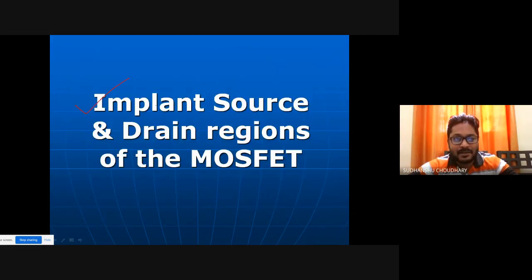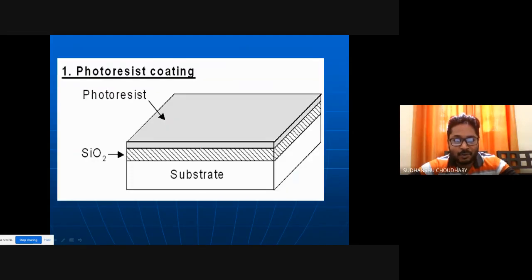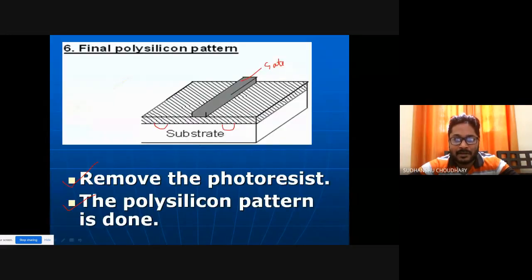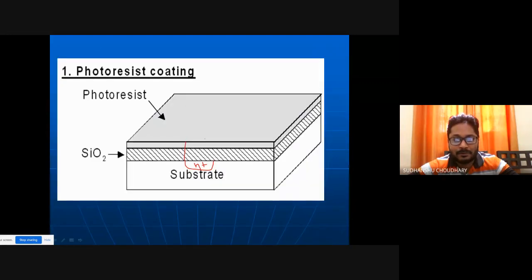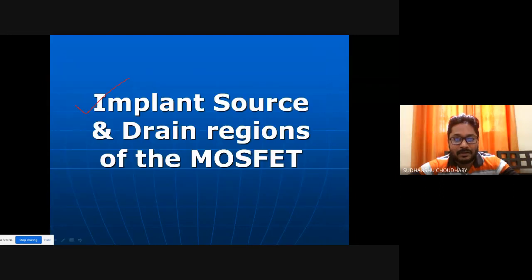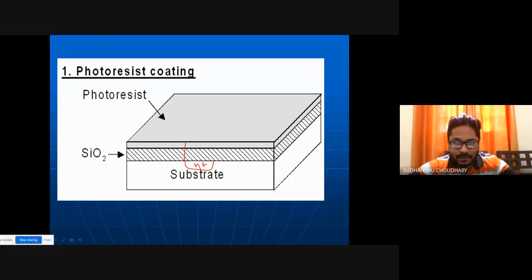Now the next step tells us how to implant source and drain regions of the MOSFET. Let us say again we want to implant a source, maybe an N plus region, in this substrate. The previous example was for patterning the polysilicon layer, that is, for the gate in my MOSFET. But now let us say we want to pattern this wafer so that source and drain regions can be implanted with impurities, that is, we want to create this kind of region in the substrate.